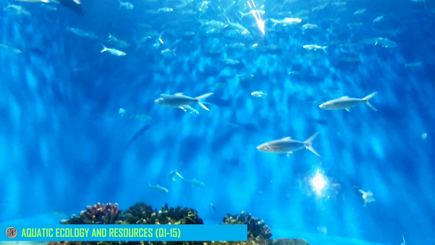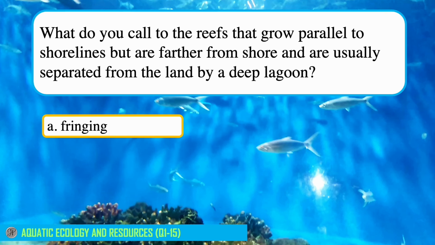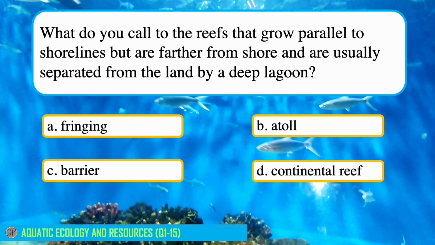Okay, so let's go with number 14. What do you call the reefs that grow parallel to the shoreline but are farther from shore and are usually separated from the land by a deep lagoon? A. Fringing. B. Atoll. C. Barrier. Or D. Continental reef.